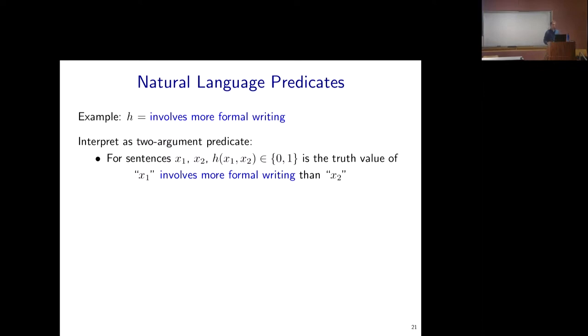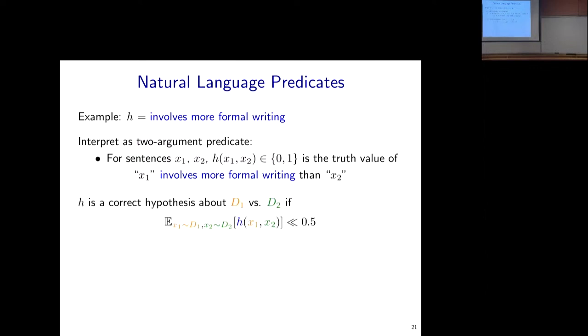So as an example, suppose that we had the hypothesis H, which involves more formal writing. Well, we can interpret this as a 2-argument predicate that takes in 2 sentences and outputs a binary truth value, 0 or 1. How do we interpret it as a 2-argument predicate? We say h of x1, x2 for sentences x1 and x2 is just the truth value of the sentence x1 involves more formal writing than the sentence x2. And so that in principle has some well-defined truth value. Humans could evaluate it, but instead we'll just ask an LLM to evaluate it.